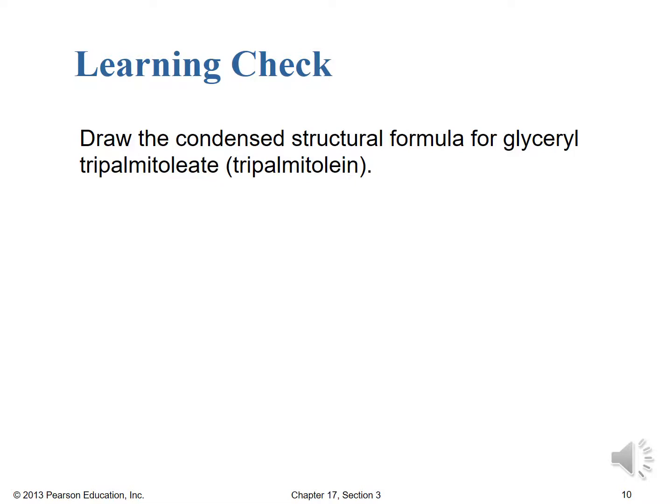In this one, you're going to draw the condensed structural formula for glyceryl tripalmitolate, or tripalmitolene, if you want to use its common name. And what that means is, of course, we're going to have 3 palmitic acid residues. So if you need to look up palmitic acid, that's fine. That's not one that we said you had to commit to memory just yet. So far, stearic and oleic acid we've seen a lot, and hopefully you have memorized. But if you need to flip back and see what that palmitic acid looks like, go ahead, do so.